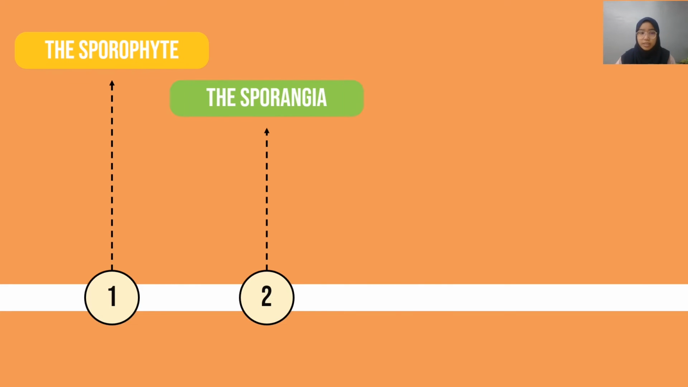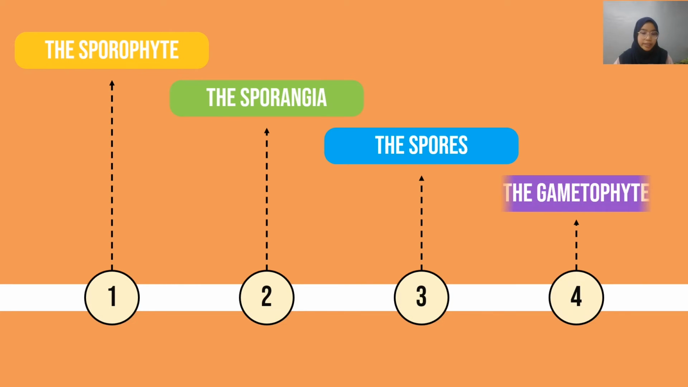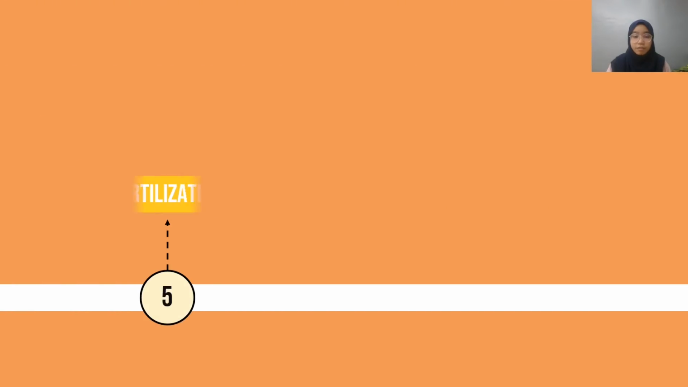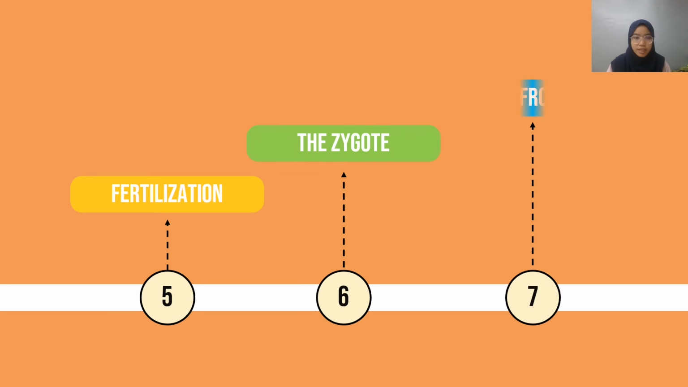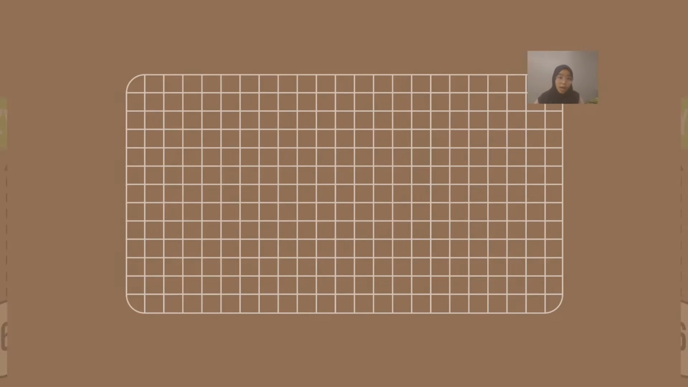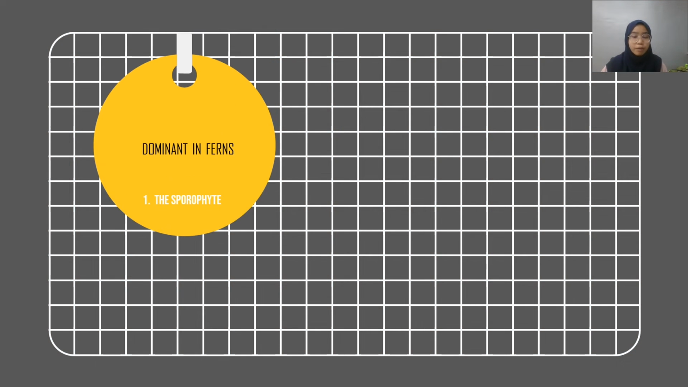I'm going to continue the presentation by talking about the fern's life cycle. So there are 7 processes that ferns undergo in this life cycle. The first process is sporophyte, second sporangia, third spores, and the fourth gametophyte. And the fifth one is the fertilization process, then the zygote, and the last one, the fronds. I'm going to explain the detail of each process. The first process is sporophyte. The sporophyte is the dominant phase in ferns, which means it controls the production of ferns.